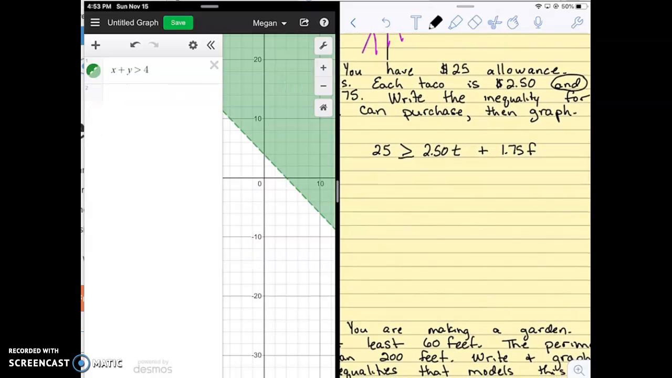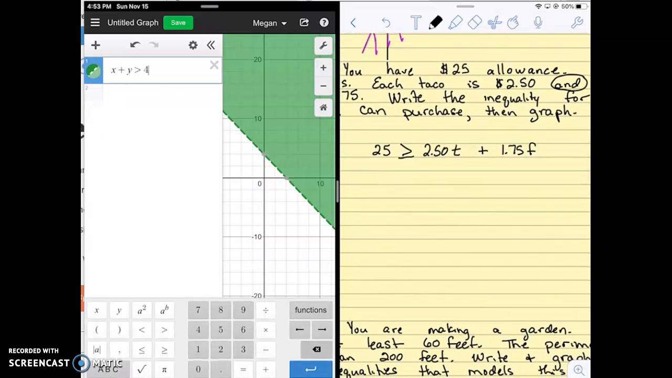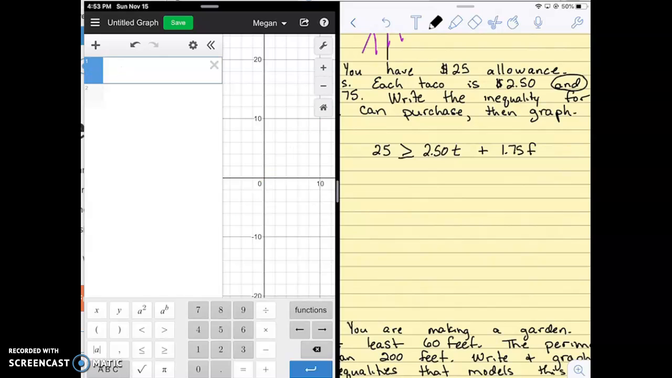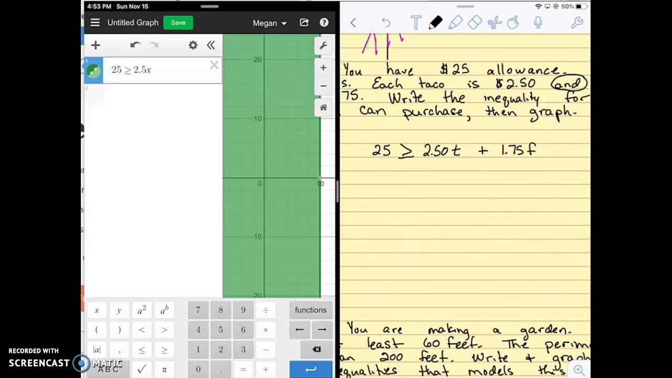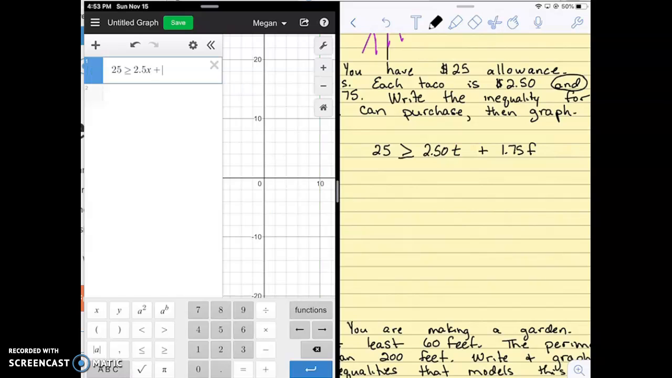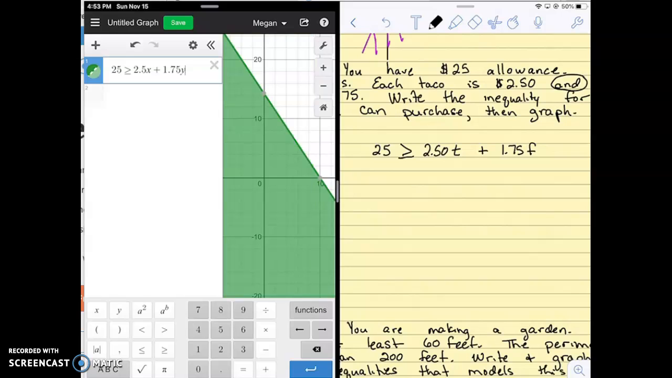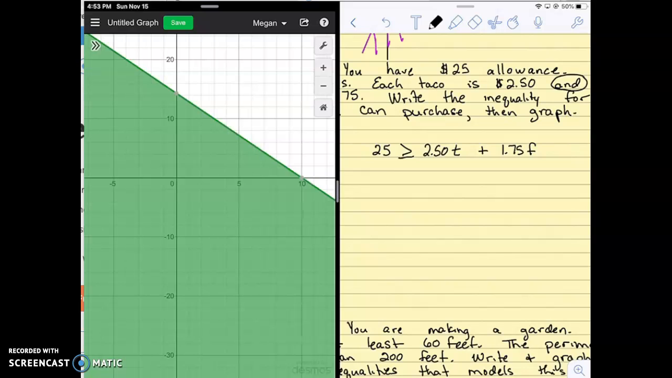Now I want you to graph it. And so you do 25 greater than or equal to 2.5x. We're not going to use t's and f's. We're just going to use x's and y's. Plus 1.75y. All right, so let's look at the important parts here. The maximum going up is 14.286. The maximum going to the right is 10.